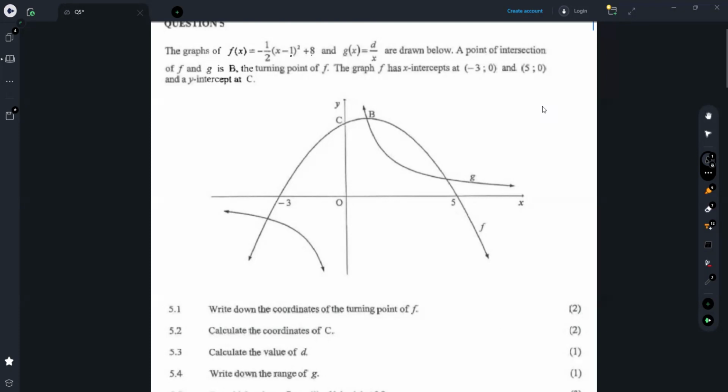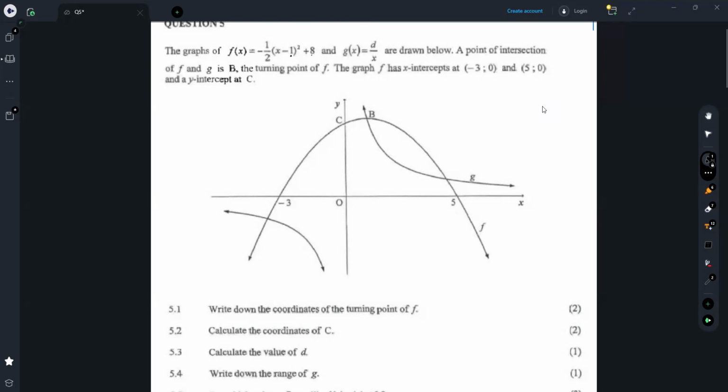We're dealing with functions. So here it is said that the graph of f is negative 1 over 2 into x minus 1 all squared plus 8. So here we're given a parabola, and it is given in terms of the equation that gives us the coordinates of the turning point. In this case, we know that this value of 1 represents the x value of the turning point, and this 8 represents the y value of the turning point.